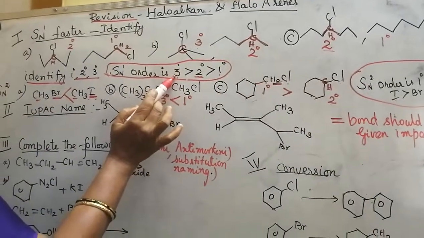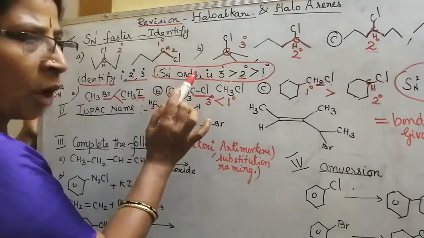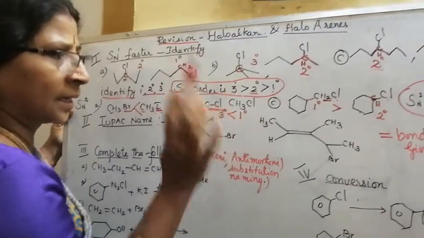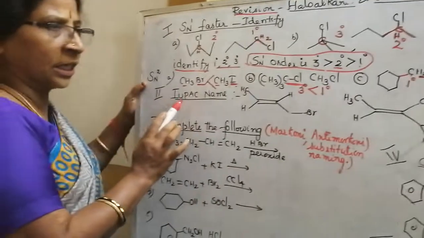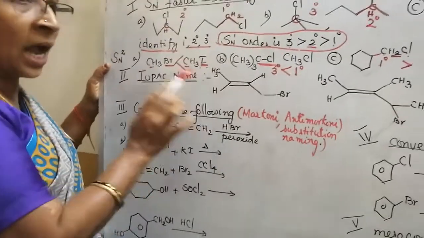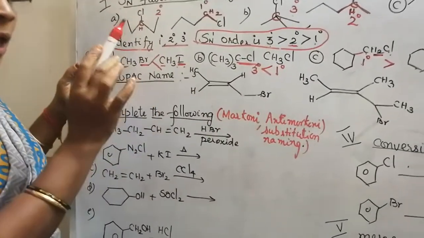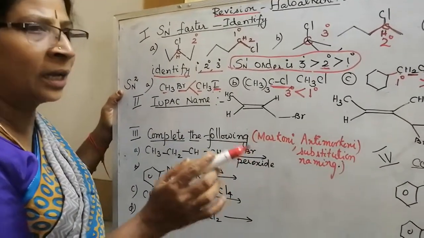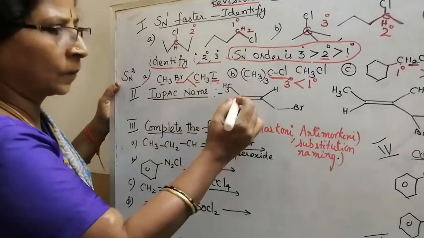SN1 and SN2 order. SN1 follows due to carbocation formation. SN2 follows due to steric hindrance. Now, the second type of question: they may give a compound and ask you to write the IUPAC name, or they may give the name of the compound and ask you to write the structure of the compound.